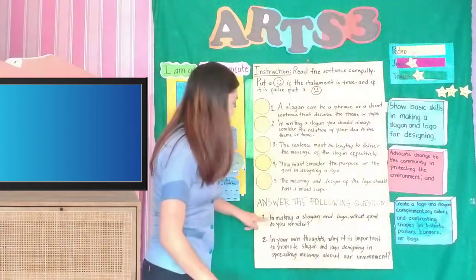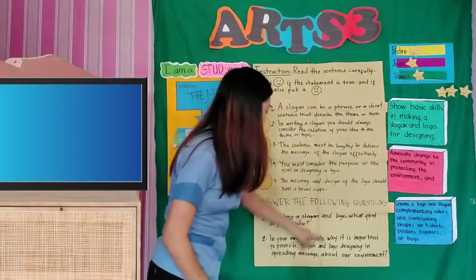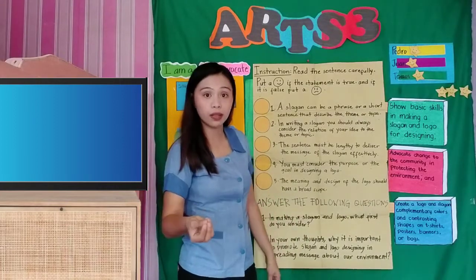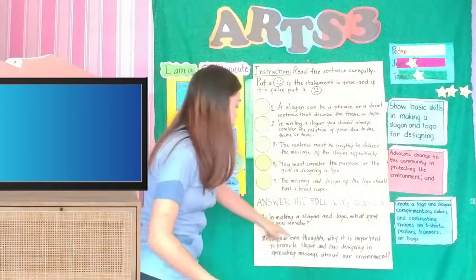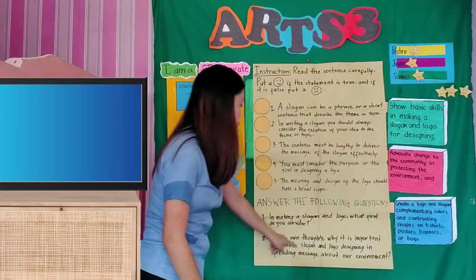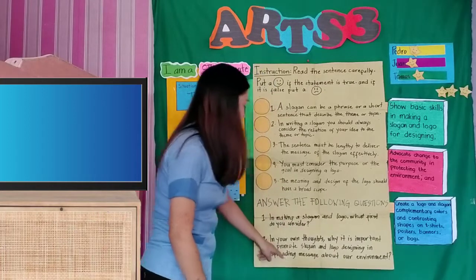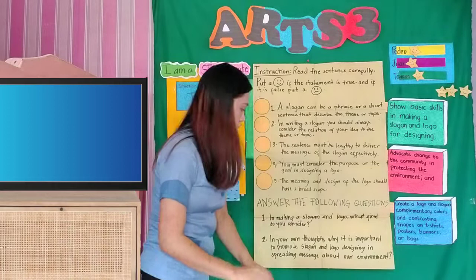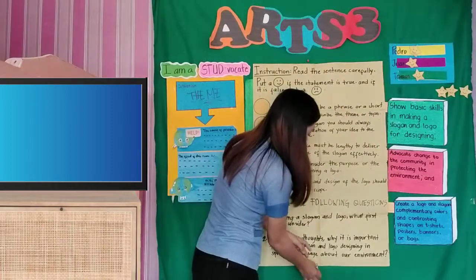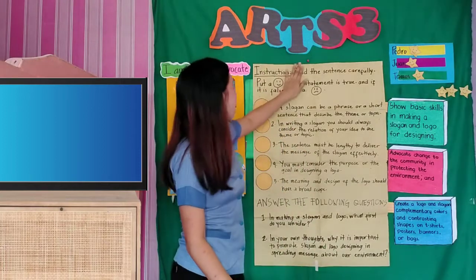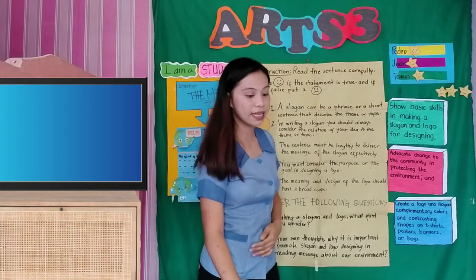And then after you draw it, you will answer the two questions for short essay. Number 1 is, in making a slogan and logo, what first do you consider? So what first do you consider in creating a logo and a slogan? And number 2, in your own thoughts, why is it important to promote slogan and logo designing in spreading messages about our environment? Just give your own example of awareness if you want to.